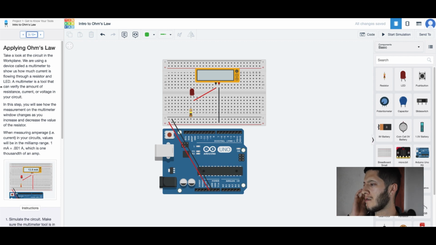Okay, so right here we have, let's see, take a look at the circuit. We're playing the multimeter. I don't have a multimeter. Not even like that in a small form. I think my dad has a multimeter, but it's one of those that's not for a breadboard. Actually, I think I do have a multimeter, but again, it's one of those with the pin. It's not a breadboard multimeter.